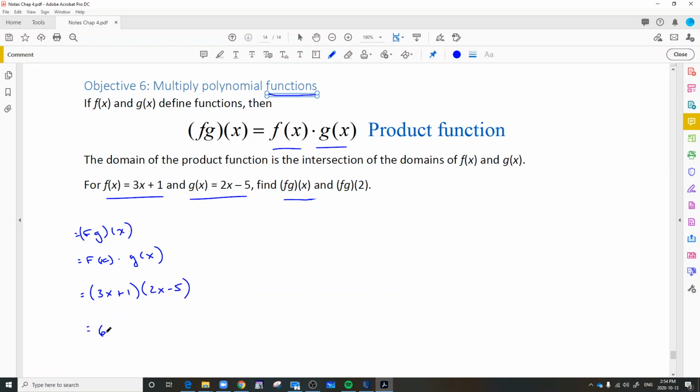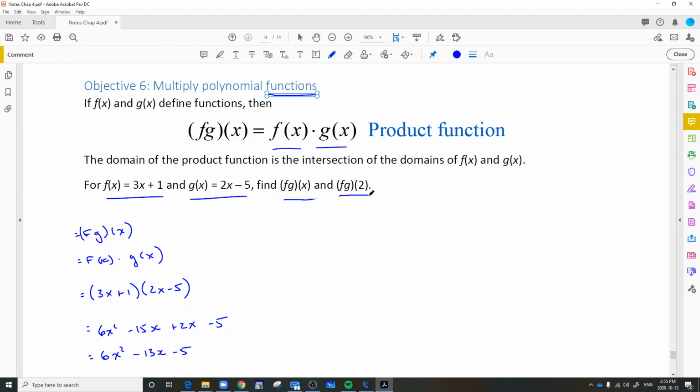3x times 2x is 6x squared. 3x times negative 5 is negative 15x. 1 times 2x is 2x. And 1 times negative 5 is negative 5. Collect like terms. You get 6x squared minus 13x minus 5.